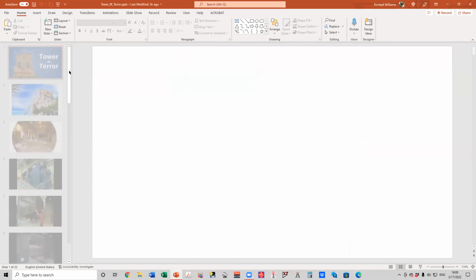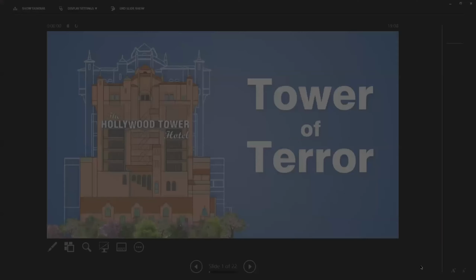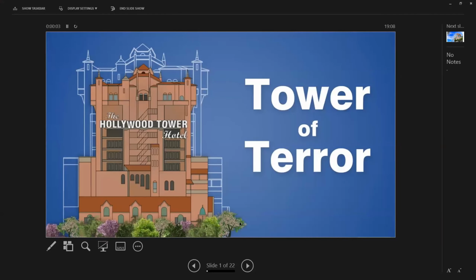So I can go into full screen mode and then I see something. How's that look? It looks good. Okay. Okay, I'll start here, and then we're going to turn over to Kimball somewhere in the middle.